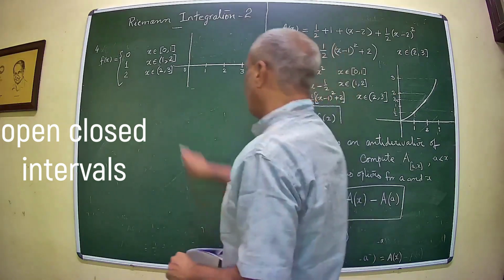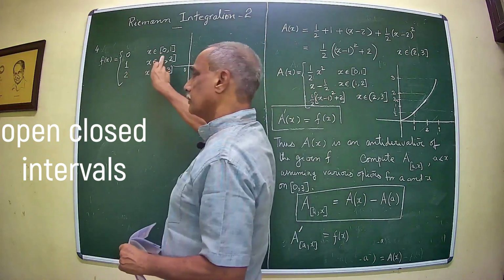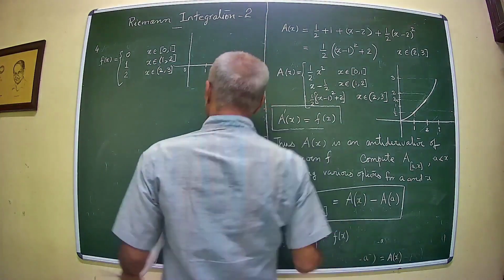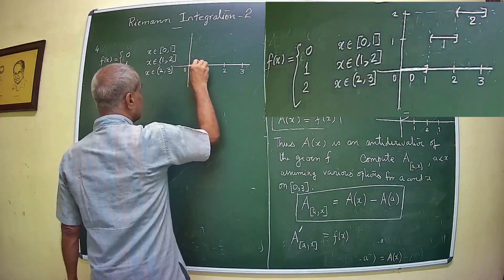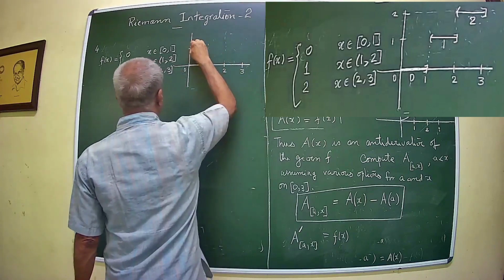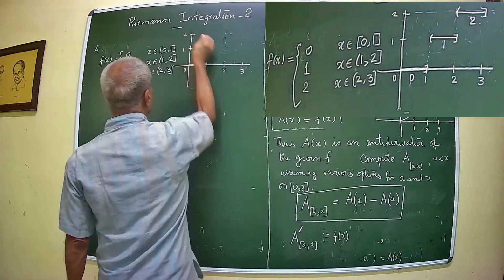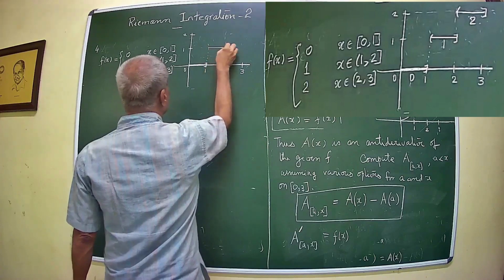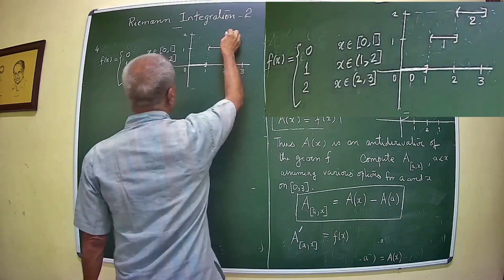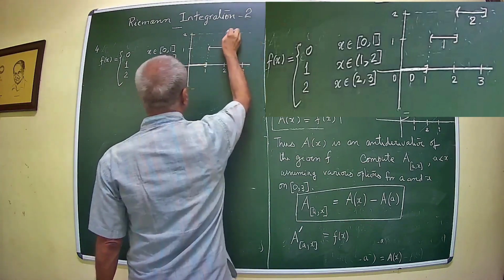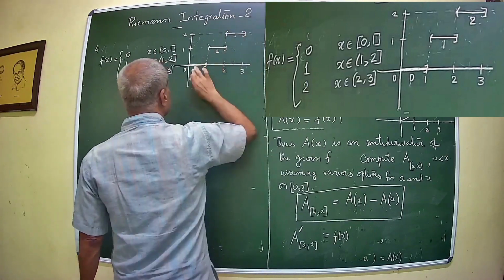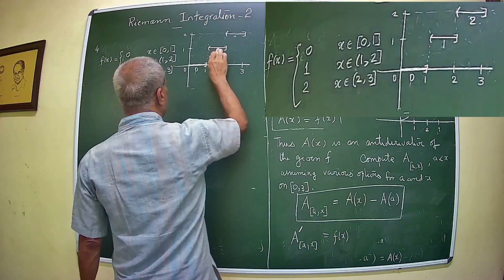That means at 2 it is defined from here. At 1 it is defined from here. And so on. So let us mark it. Let us draw the graph. So this is 1, including this point. So this is 1. This is 2. So the graph is 1 here, and at 2 it is 0, 1.